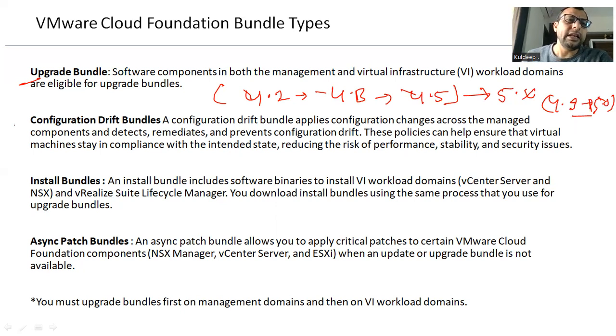The next type of bundle is the configuration drift bundle. The configuration drift bundle applies configuration changes across the management components to detect, remedy and prevent configuration drift. For example, if the SDDC manager is updated to the 5.0 version, then with the SDDC manager the rest of your components should be ready to adopt 5.x. As per the VCF 5.x BOM, they should be ready, so the configuration should be pushed through SDDC manager by the configuration drift bundle.